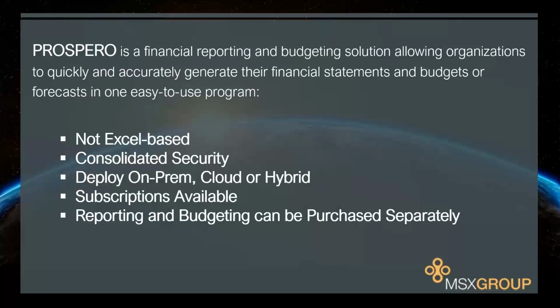We have subscription-based pricing available. If you don't want to purchase the entire package at one time, we have those options for pricing. And even though Prospero does reporting and budgeting all in a single application, you can purchase those separately. So if you just need budgeting, you can buy that separate from reporting. Same way, if you just need reporting, just buy that piece, and that way you can always add on the other option later.